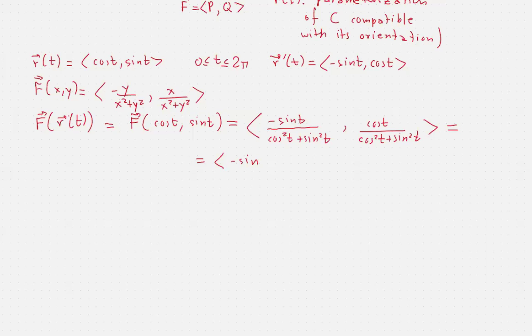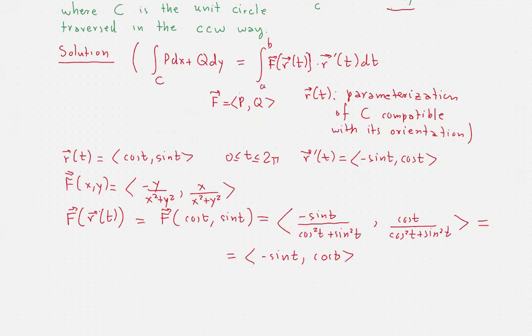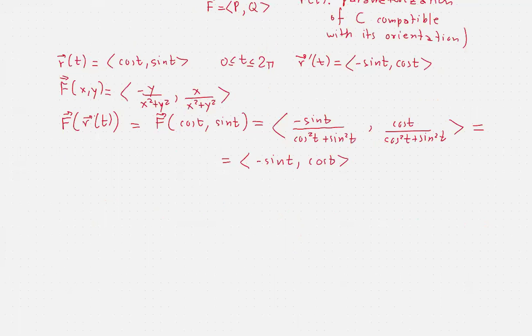So now we need to just take this dot product, right? So we have that F of r of t dot r prime of t is negative sine t, comma cosine t dot negative sine t, comma cosine t, which is sine square of t plus cosine square of t, which is equal to 1.